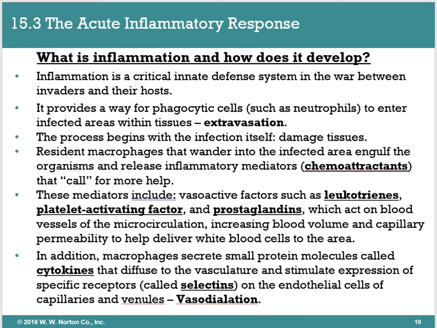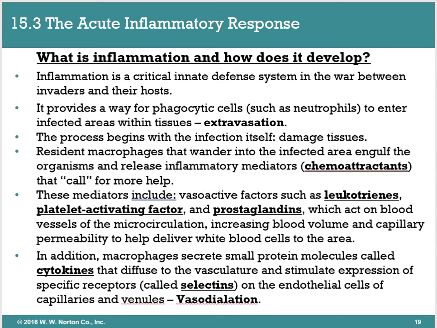Okay, so next we're going to talk about inflammation. The big thing that I want you to know about inflammation is what it is, how the whole process gets started, what happens, and then how we end it. So let's start with, what is inflammation? Inflammation is, I don't want to say a side effect, but it is a result of an innate immune response.